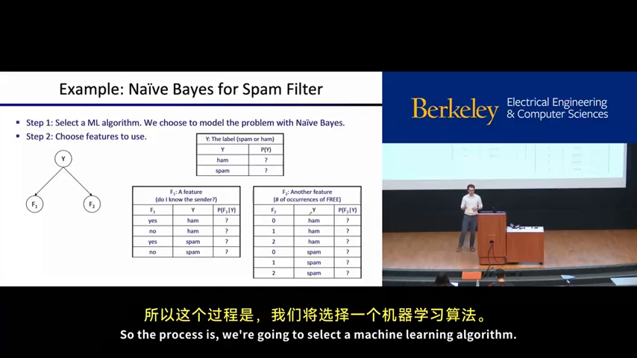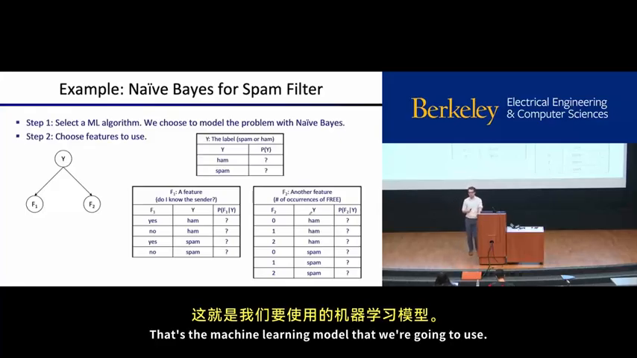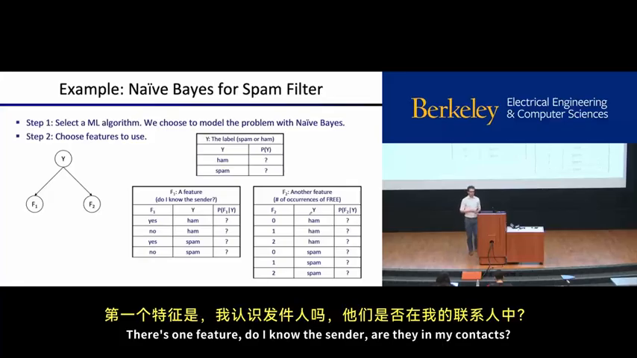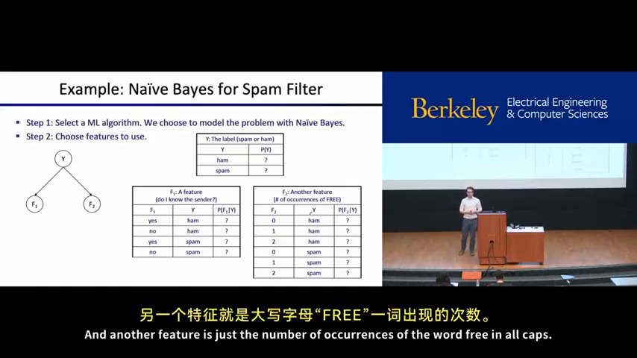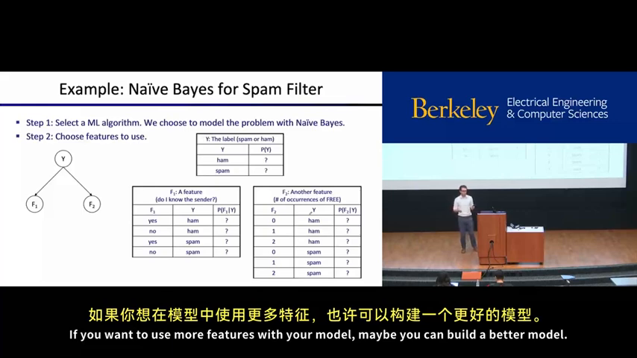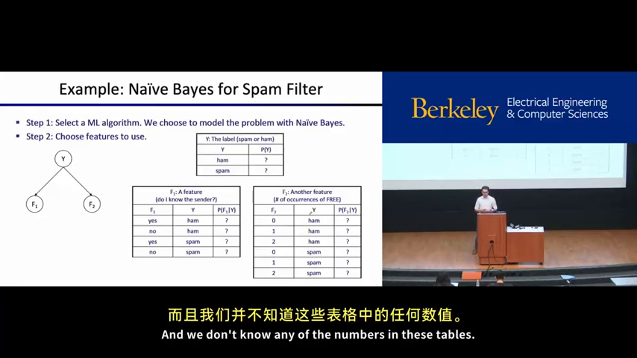So the process is we're going to select a machine learning algorithm. Here we've picked the naive Bayes model. That's the machine learning model that we're going to use. Then we choose what features to use. Here we've chosen 2 features. There's one feature, do I know the sender? Are they in my contacts? And another feature is just the number of occurrences of the word free in all caps. Okay, these are just our 2 features. If you want to use more features with your model, maybe you can build a better model. But for the sake of fitting it on the slide, we have 2 features. And we don't know any of the numbers in these tables.